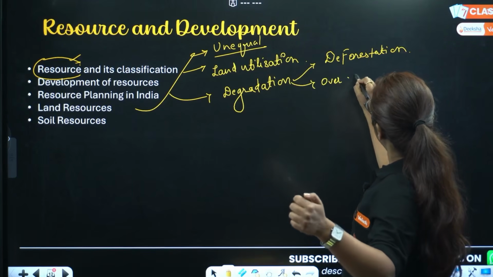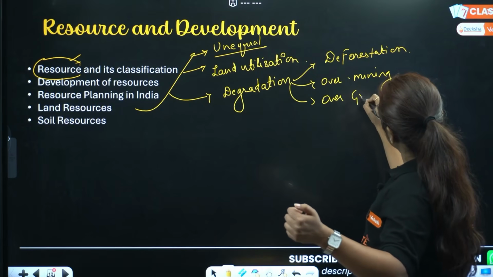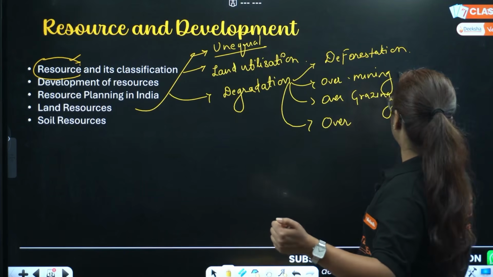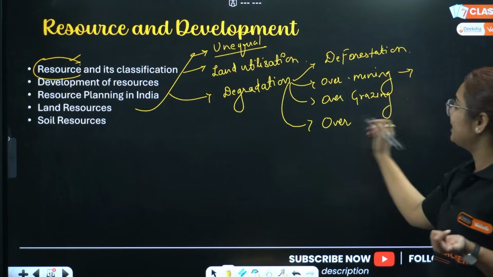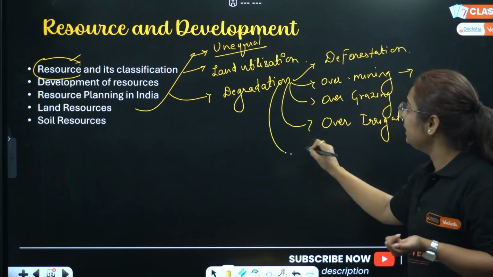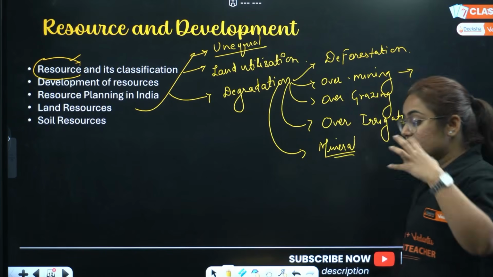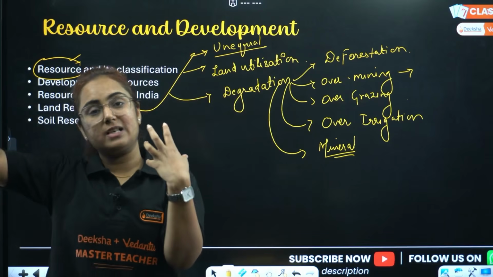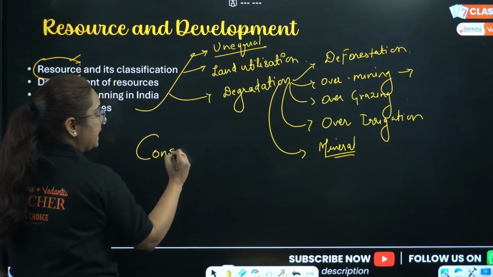Then there will be overmining, and overgrazing in the areas of Gujarat and Rajasthan. Then, over irrigation, sorry, overmining, I said Punjab and Haryana, no, I'm wrong here. So overmining in Jharkhand and Chhattisgarh, over irrigation in Punjab and Haryana. Then we know there are mineral processing units, and the effluents that are released discharge directly on the land surface, which degrades it completely.